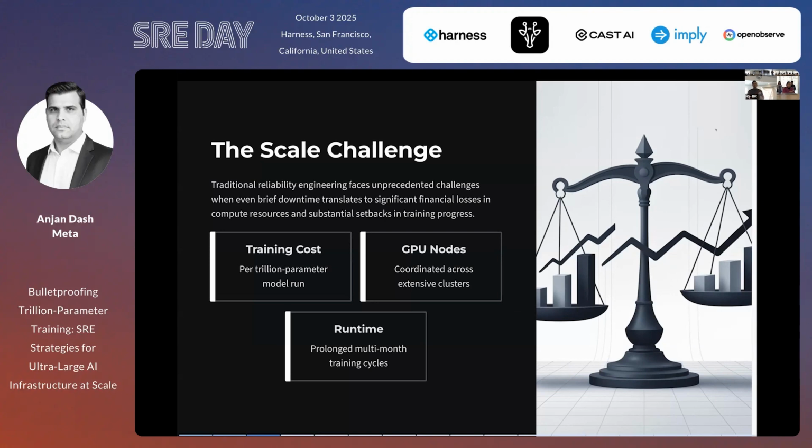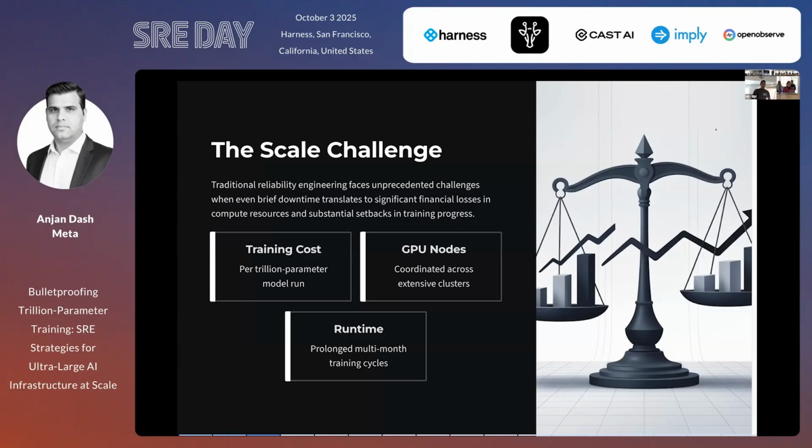Then for each parameter, we have something called a gradient that we need to compute, so that is another 4 terabytes. And then we have an optimizer state that you need to maintain. It depends upon what kind of optimizer you're using, but you're talking about another 20 to 30 terabytes. So you're talking about 30 to 40 terabytes of storage just to say, okay, this is the state of my model.